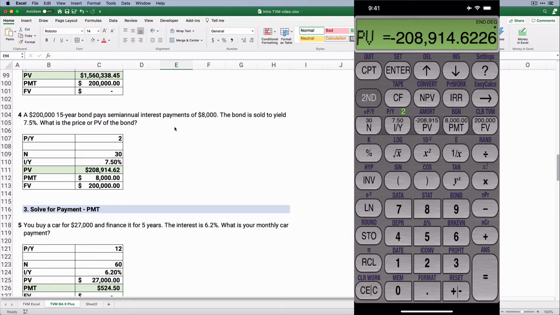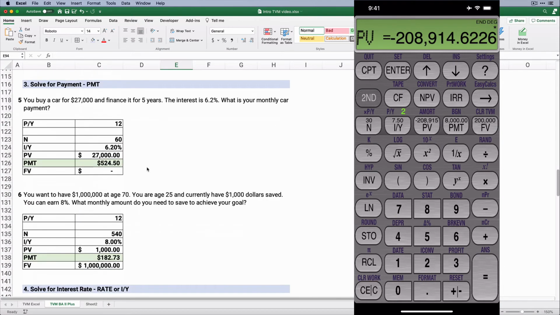$208,914 and 62 cents. So what happens is if we have a $200,000 bond, it pays $200,000 at the very end. It pays interest payments of $8,000 every 6 months. And if the yield on that bond is 7.5%, then the bond is selling right now at $208,914. That's present value.